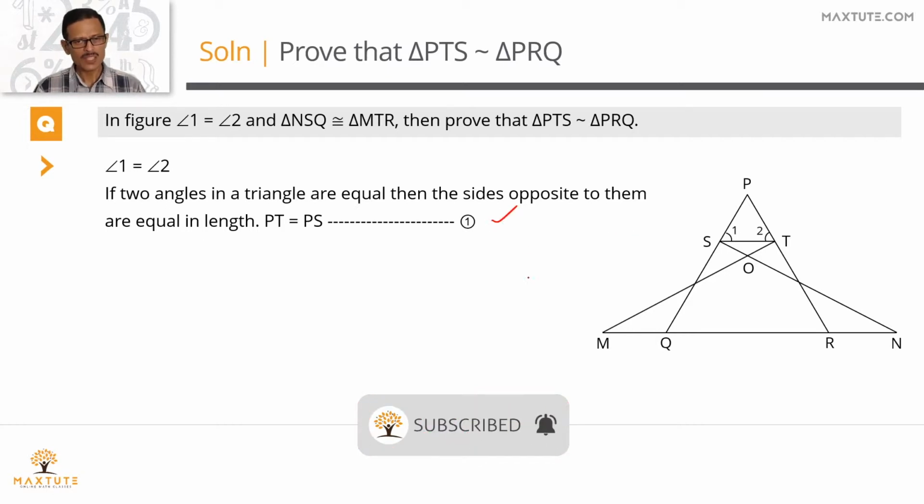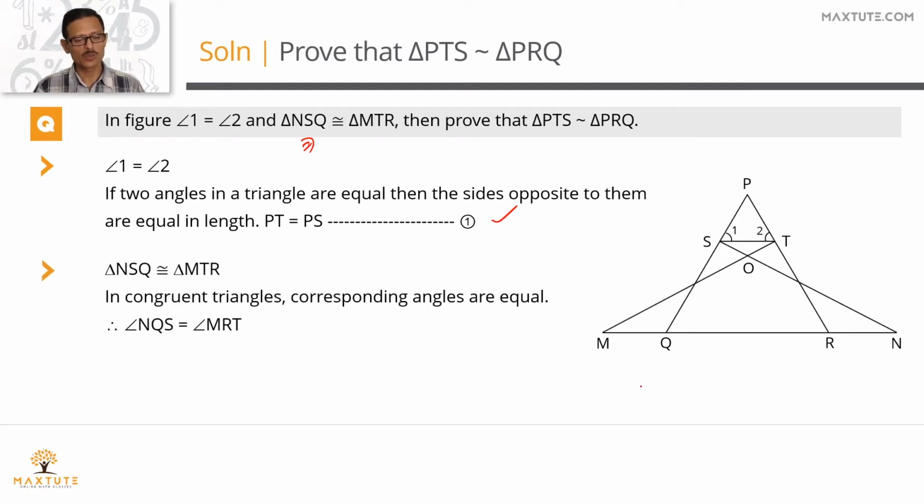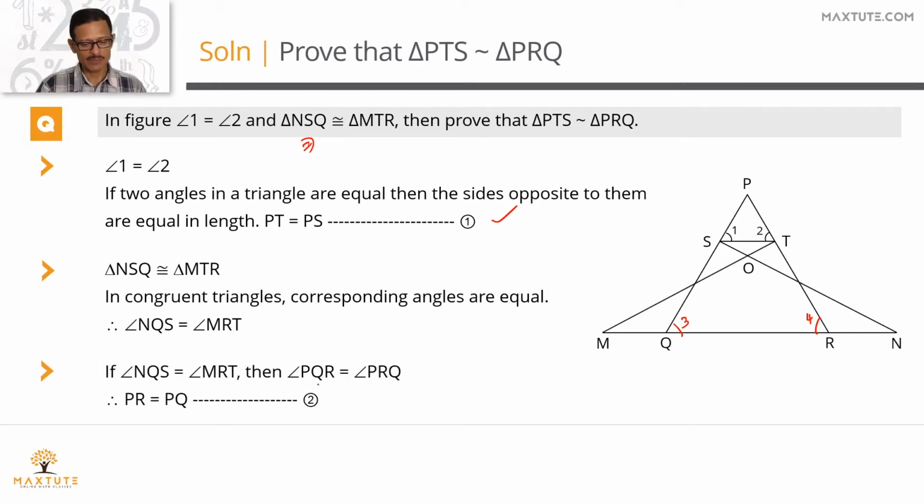Right? Done. Second, we are going to move into this information that these two triangles are congruent triangles. By the fact that corresponding parts of congruent triangles will be equal, we can establish angle NQS is the same as angle MRT. This is angle 3, angle 4. Then we went about establishing in this step, these are also angles as part of triangle PQR. In triangle PQR, NQS is nothing but angle PQR and MRT is nothing but angle PRQ. So we can establish angle PQR equals angle PRQ.